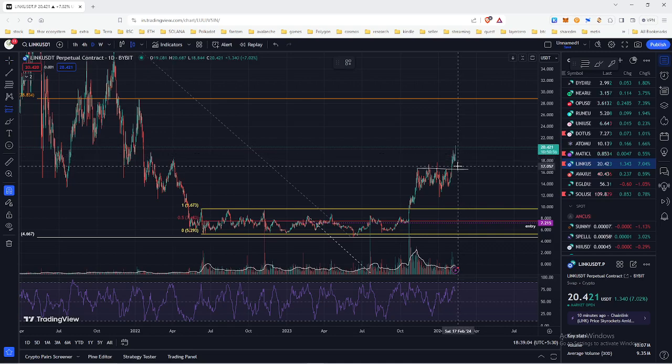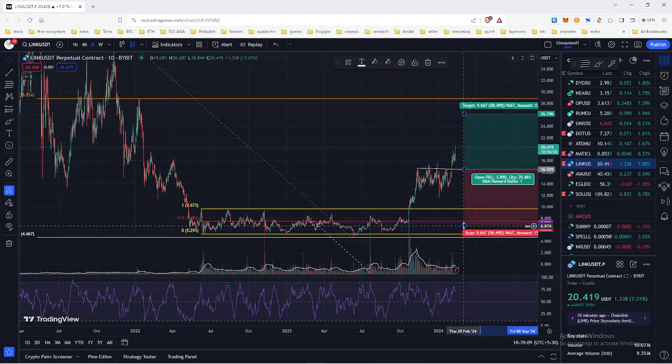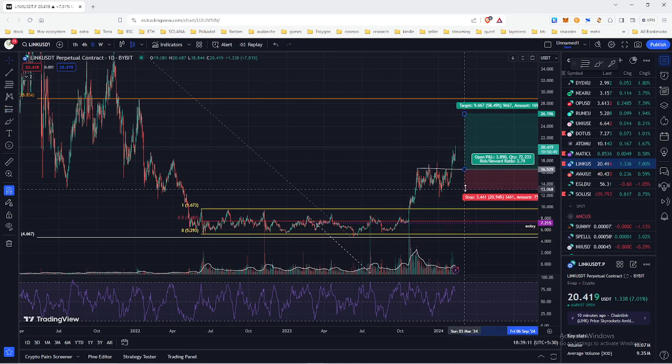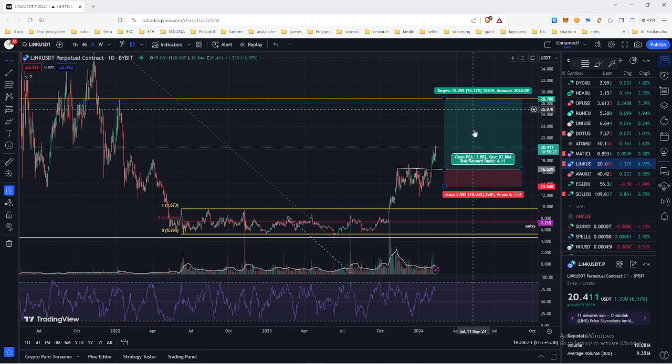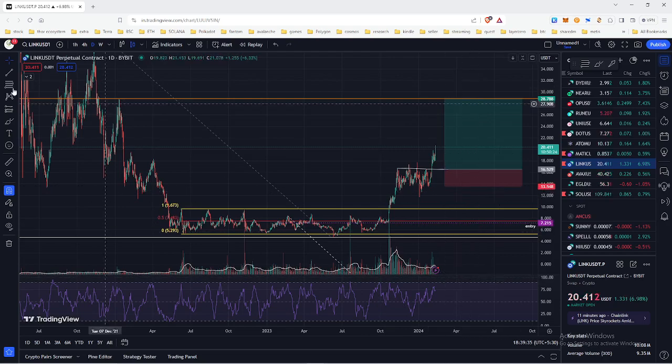If you want to enter a long position, I would say a conservative stop would be below 14k and your target should be 28k. If the price comes down here, you can enter this trade.